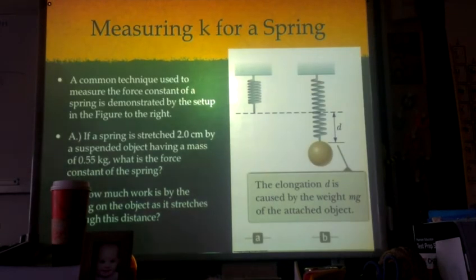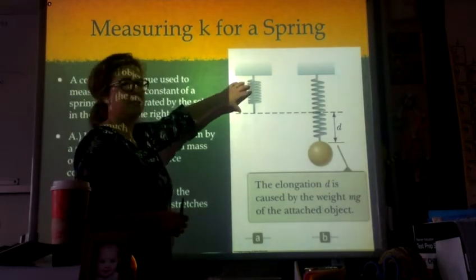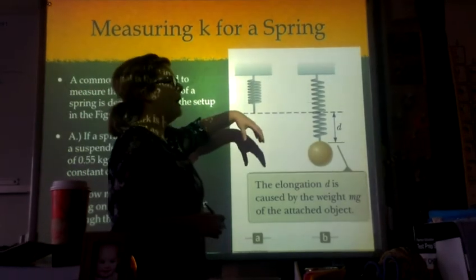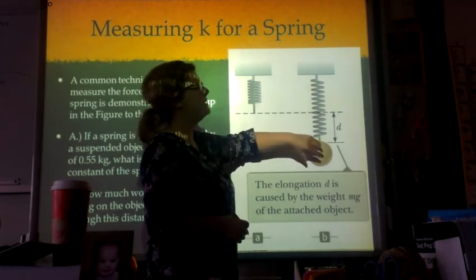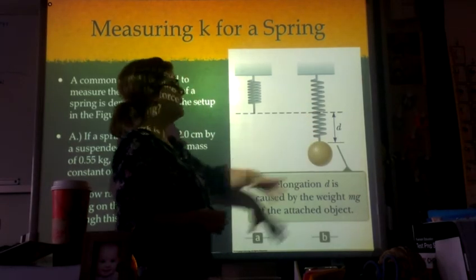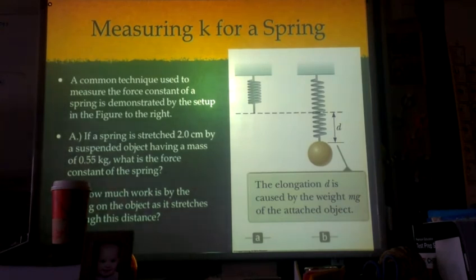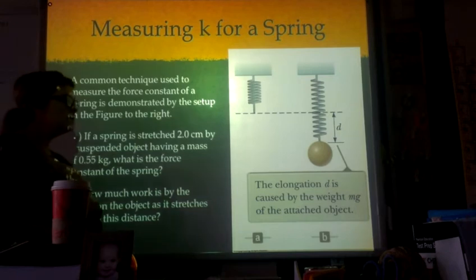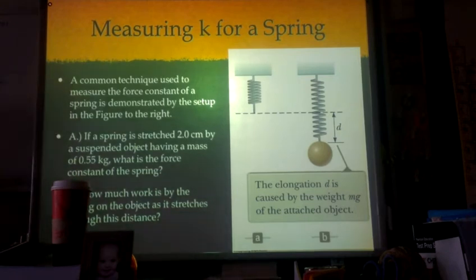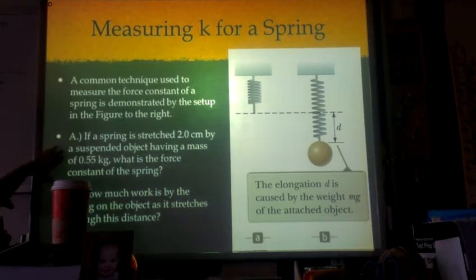So it says a common technique used to measure the force constant of a spring is demonstrated by the setup in the figure to the right. So ultimately I have a spring, it doesn't have a mass attached to it. I attach a known mass to the spring, and then I see that it has moved some type of displacement. So the elongation is caused by the weight of that attached object. So I know weight, I know the mass of that particular object, I'm able to find k. That's my goal in this first part.